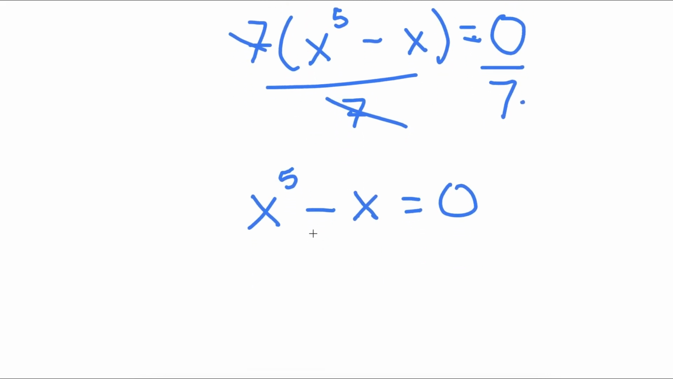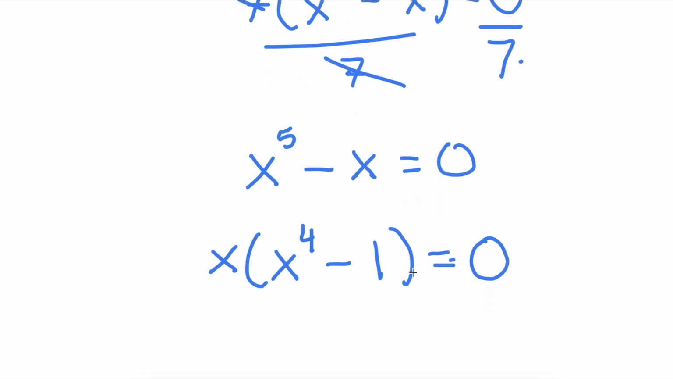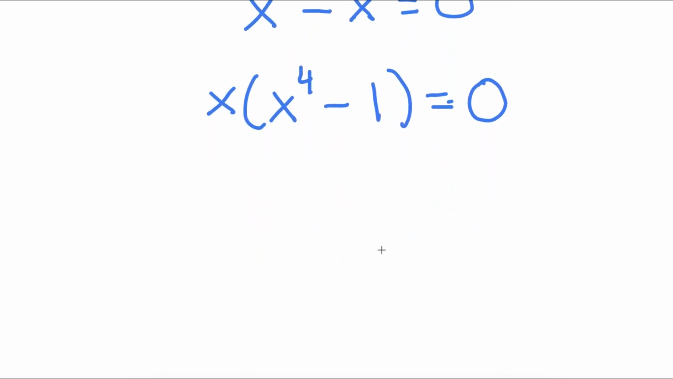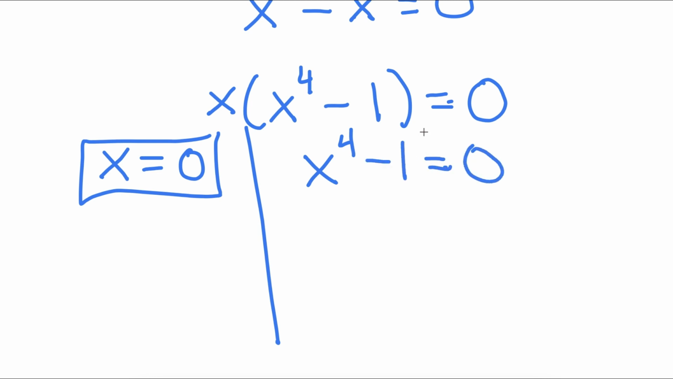Now from here, I can go ahead and factor out x. So now I have x times x to the power of 4 minus 1 is equal to 0. And now, this is going to give me two equations. My first is x equals 0, which is a solution. So I have one solution for x already. My second is x to the power of 4 minus 1 is equal to 0.